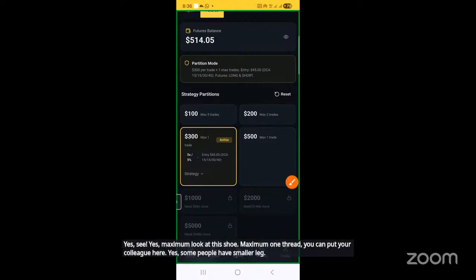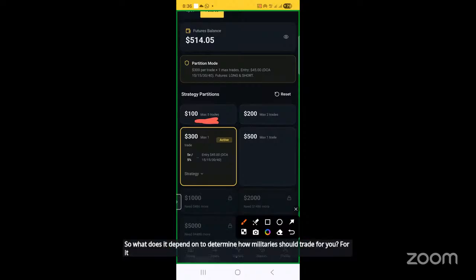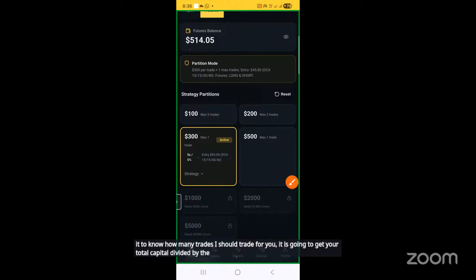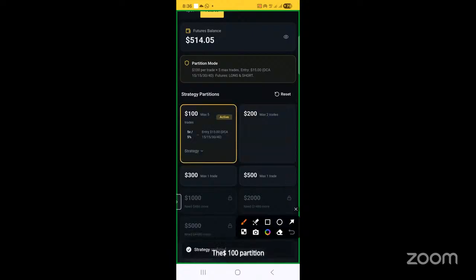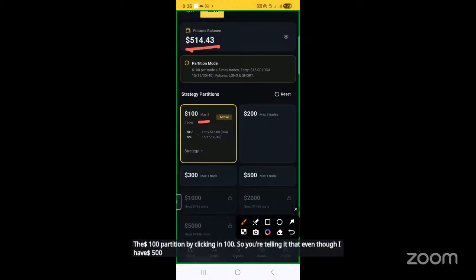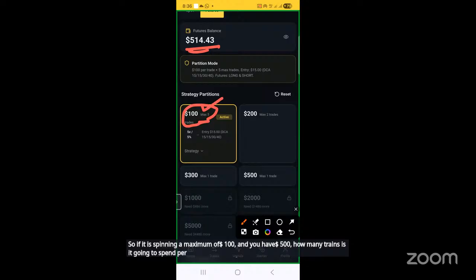Don't worry. So what does it depend on to determine how many trades it should trade for you? For it to know how many trades to trade for you, it is going to get your total capital divided by the partition you've chosen. For example, if you click 100, it means you have chosen the $100 partition. So you're telling it that even though I have $500, make sure that on every trade you spend a maximum of $100. So if it is spending a maximum of $100 and you have $500, how much is it going to spend per trade? It's going to spend $100 per trade.